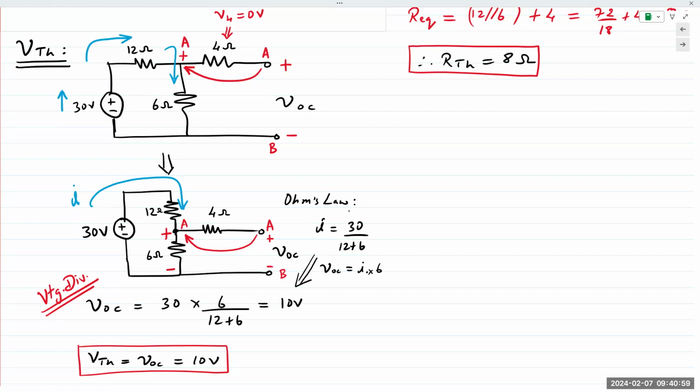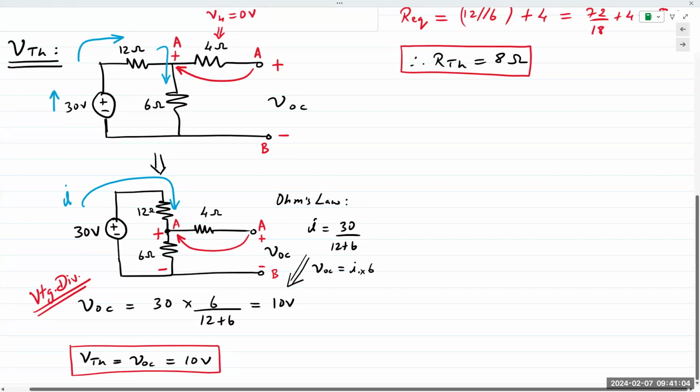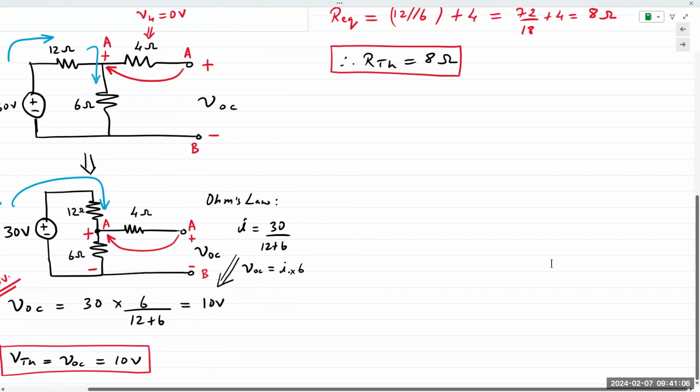All right, Norton current. Let's move this a little bit to the side.